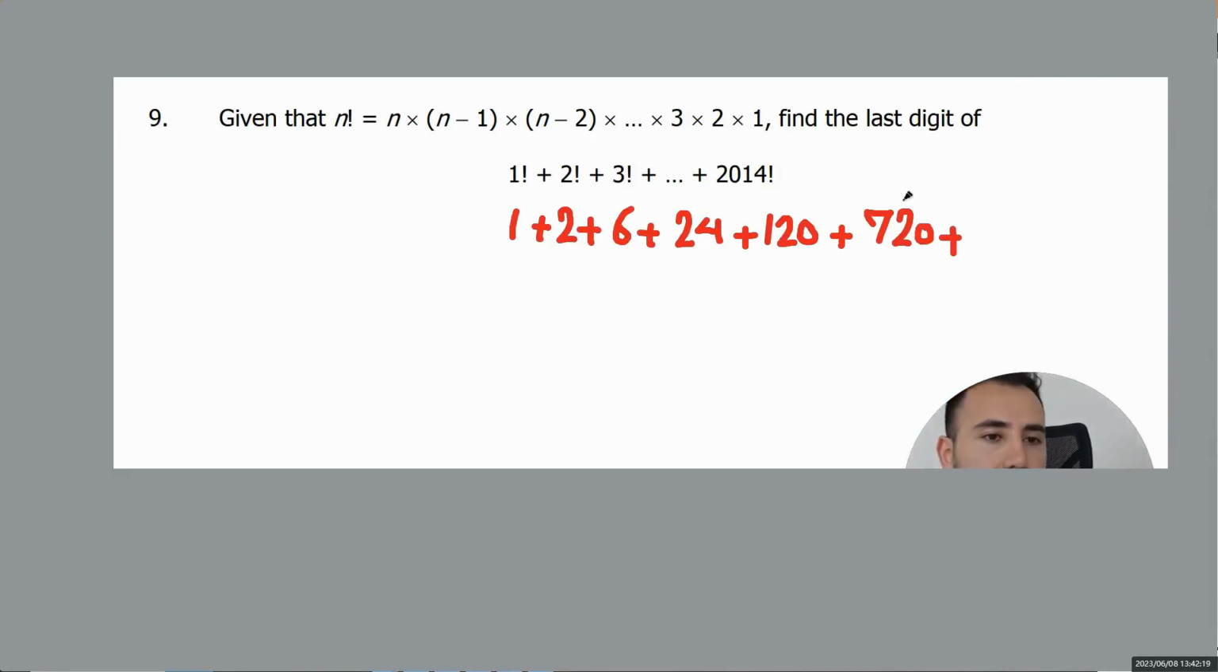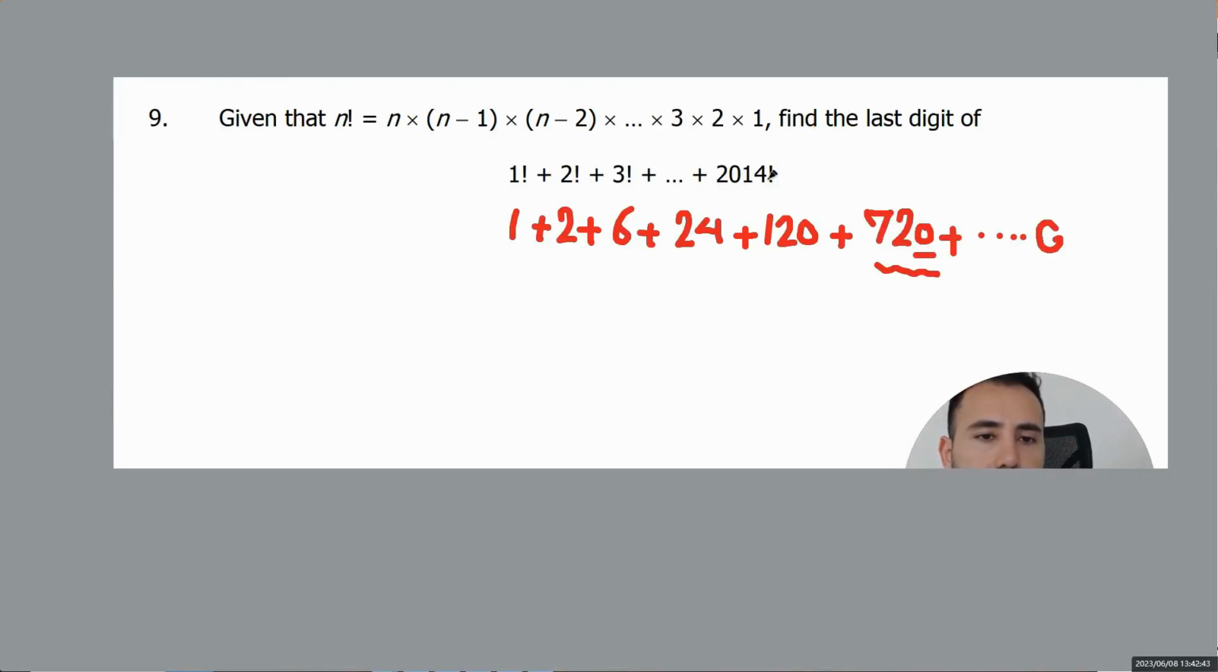Next, we have to multiply this by 7. But guess what? This number already has a 0. So the next number, 720 multiplied by 7, is going to be blah, blah, blah, blah, blah, blah, 0. And we want the last digit of this.